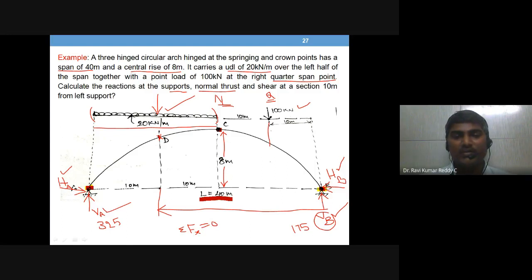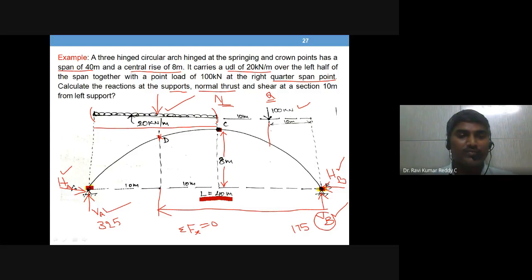Sum of all horizontal forces is equal to 0. What are all the horizontal forces that you have in this arch? Only two horizontal forces: horizontal reaction at A, HA, and horizontal reaction at B, HB. And how do I fix these directions?